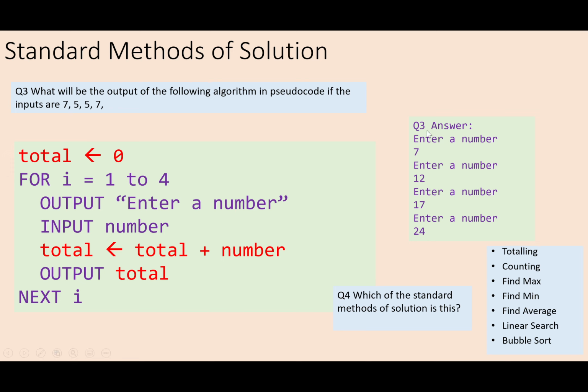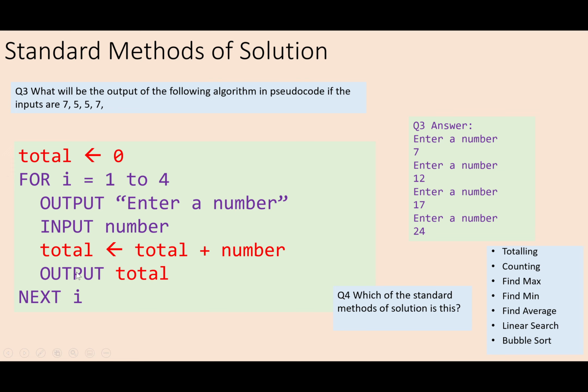Okay, so here is the answer for this one. Now if you notice, we're setting this all to 0. I is going to go from 1 to 4, so you need to keep track of that. But inside the loop, we're outputting enter a number, we're inputting the number, so there's the numbers there. We're adding the number to the total each time, but we're actually outputting inside the loop.